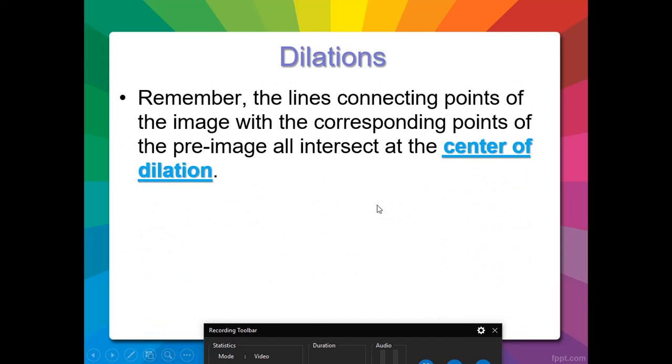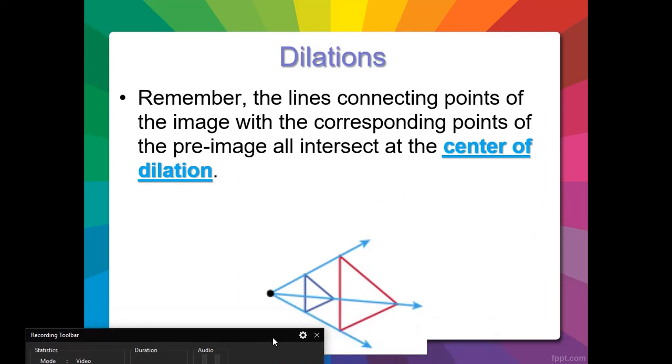Remember, we can always locate our center of dilation. If you connect the point of the pre-image with the same point on the image, and you do that for all corresponding points, the center of dilation will just show up. On this image, it's hard to tell which one was first, but we can tell that these top points are all connected, the bottom points are connected, and the one that's facing to the right. So it doesn't matter if we shrunk or enlarged it, the center of dilation is noted by this point.